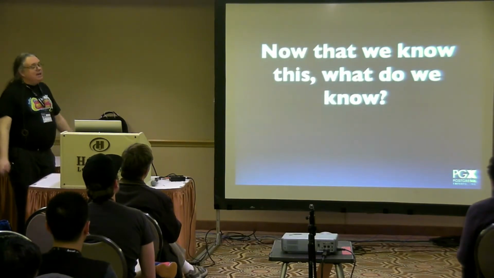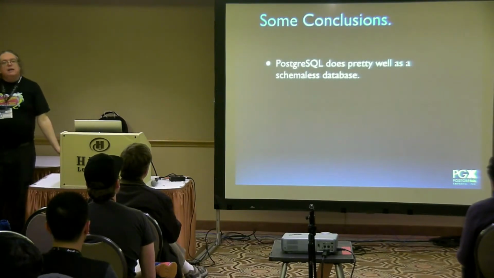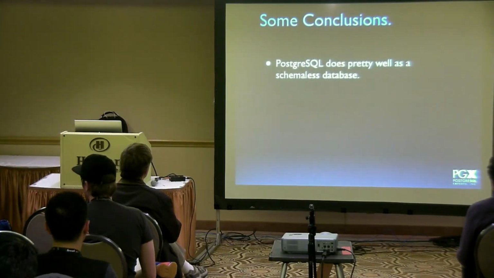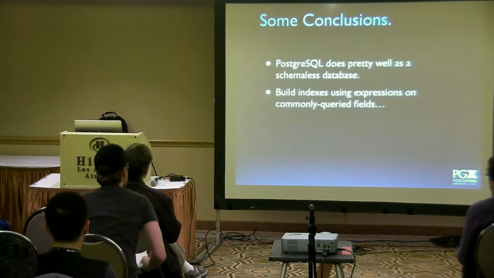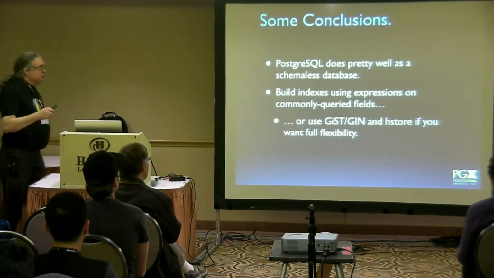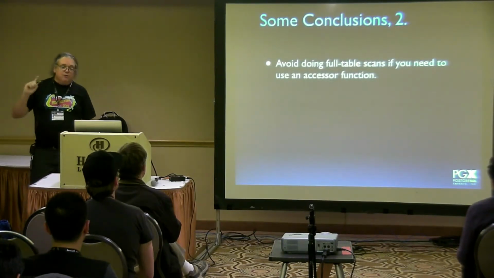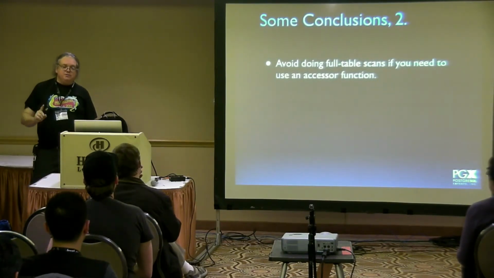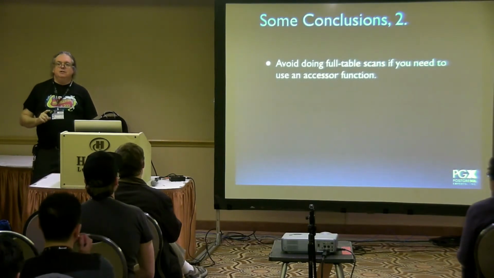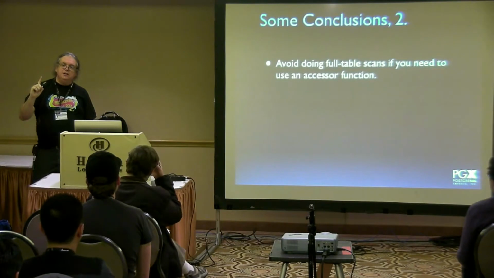Okay, so now that we know that, what do we know about this stuff? Performance-wise, Postgres did pretty well as a schemaless database, using built-in indexes on commonly queried fields, or just Gin on hstore if you want full flexibility. So avoid doing full table scans if you need to use an accessor function. Index those things, because it only has to process the accessor function once, and then it can query the index.